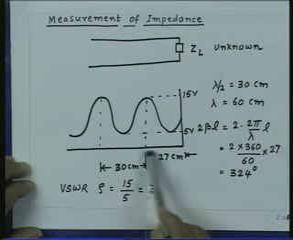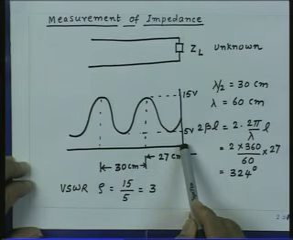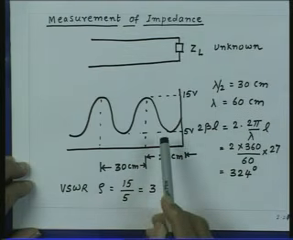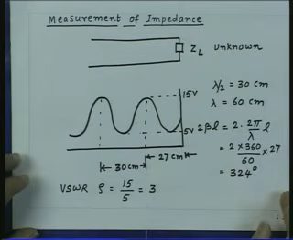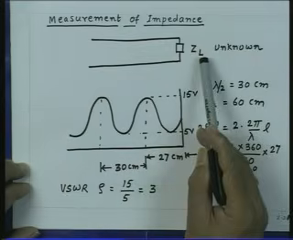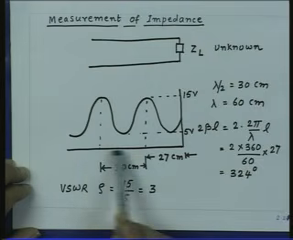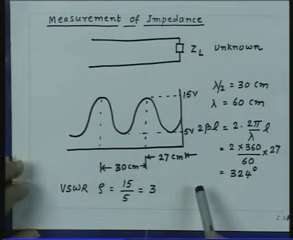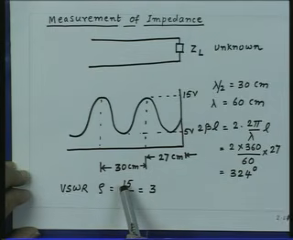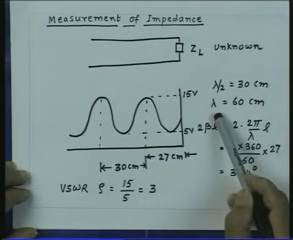The location of the first maximum is 27 centimeters from the load end of the line, and the distance between two adjacent maxima is 30 centimeters. Knowing this information, we would like to find the unknown impedance. First, since we know the distance between the two maxima of the standing wave pattern is lambda by 2, lambda by 2 equals 30 centimeters. From here we get lambda, which is 60 centimeters.